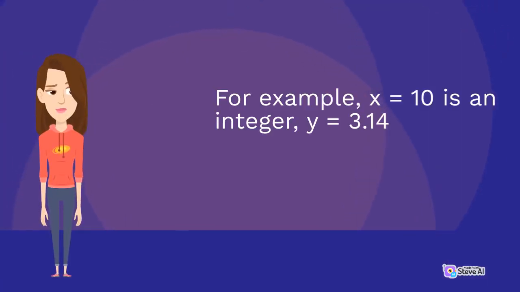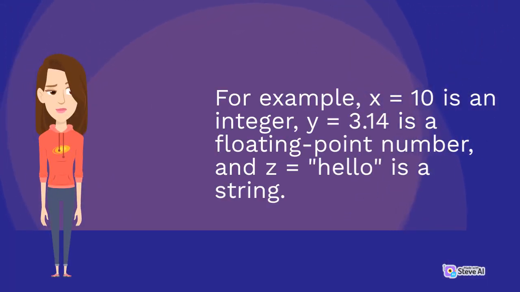For example, x = 10 is an integer, y = 3.14 is a floating point number, and z = "hello" is a string.